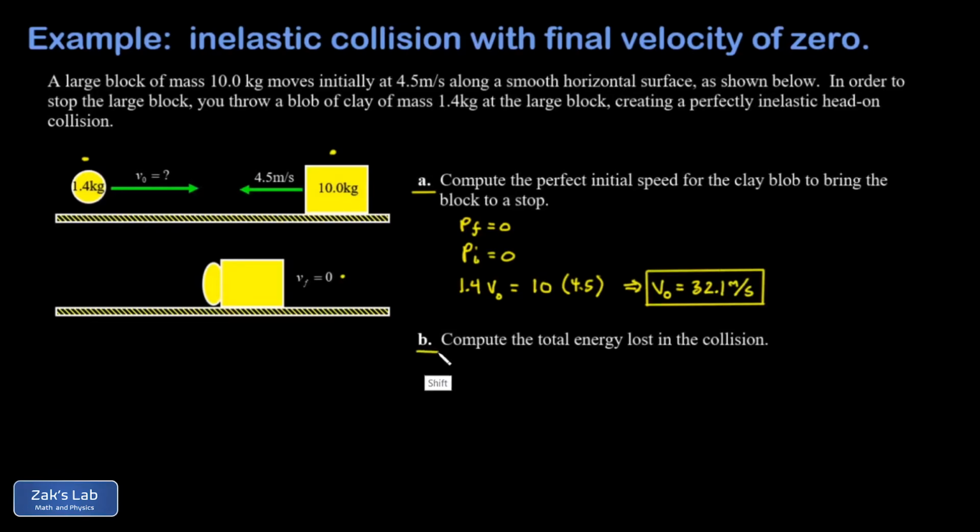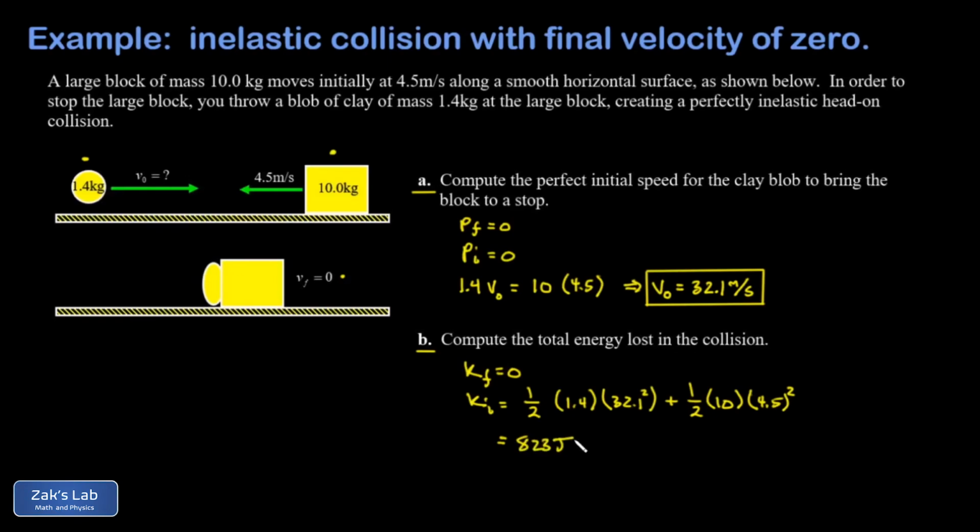In part B, we want to get the total energy lost in the collision. So certainly in the initial state, we see that both objects have some initial kinetic energy, and in the final state, that's all gone. I have 0 kinetic energy remaining. So my final kinetic energy is 0. My initial is just the sum of the kinetic energies for each moving piece. So for the clay blob, that's 1/2 times the mass, which is 1.4, times the initial speed squared, 32.1 squared, taking our answer from part A. Then the block itself, a mass of 10 kilograms and initial speed of 4.5 meters per second. And when I add these two together, I get 823 joules. So how much energy was lost? It was the entire 823 joules, and we're done.